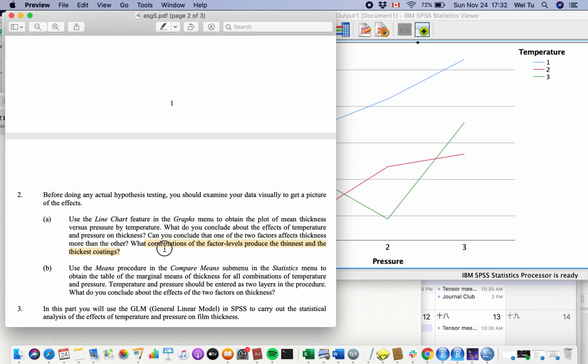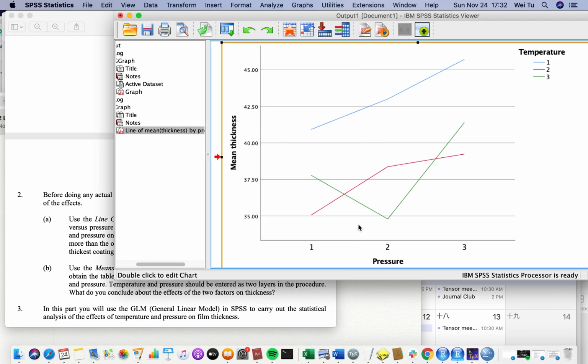What combinations produce the thinnest and the thickest? In my case, the thinnest appears to be here, which is medium pressure and, oh my god, what color is this? I can't really tell. I'm a bit colorblind. I think it's this one. Is it 2? Ugh. Let's say it's 2. Okay. The highest is here. The highest, so we have 3. So 3, so large, high pressure, and then blue.